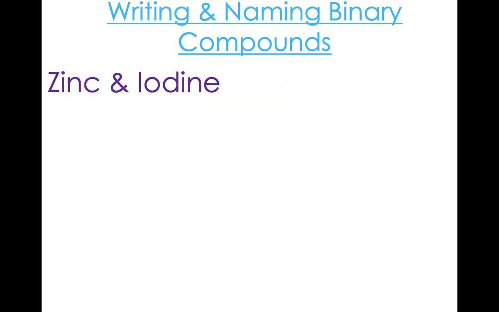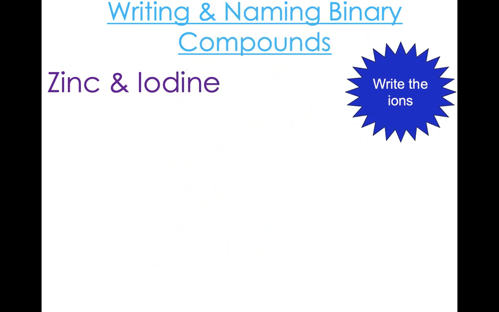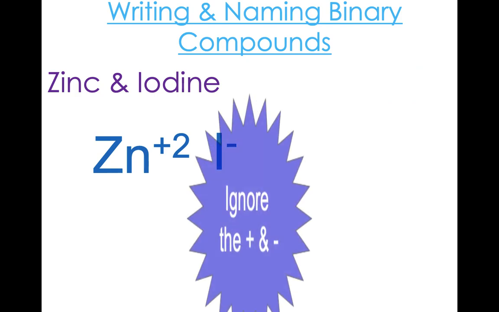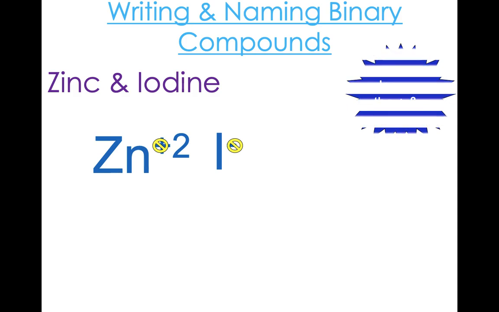Our next example is between zinc and iodine. We're going to write the ions again. You can use your ion sheets to figure out that zinc has a +2 charge and iodine has a -1 charge. Remember, forget about those charges themselves. And if we don't have anything next to a minus or a plus, it's understood to be 1.